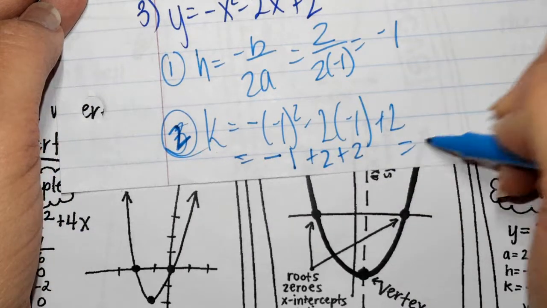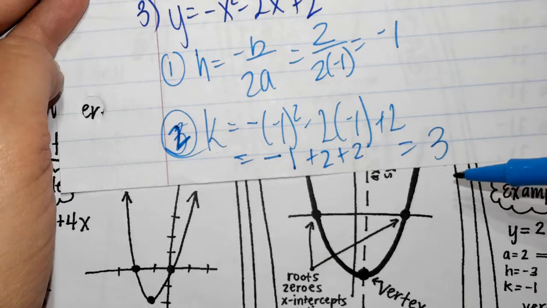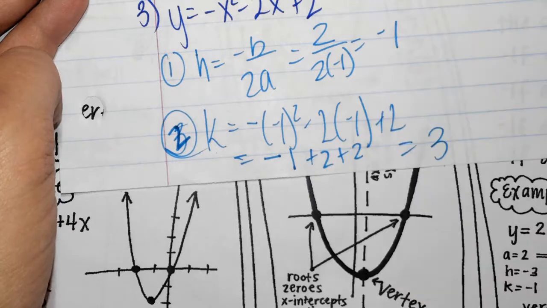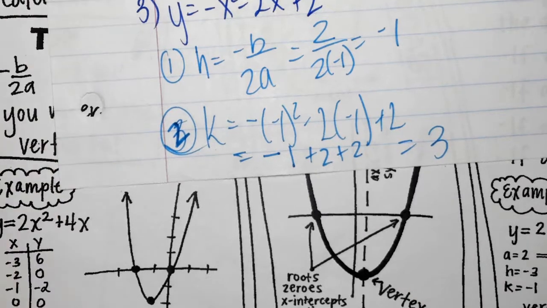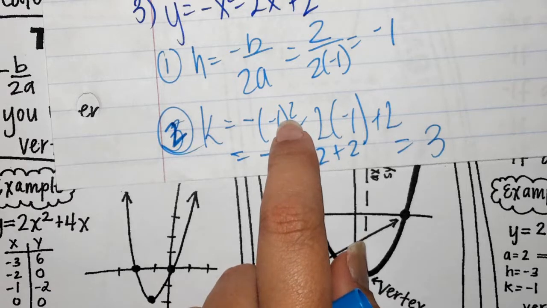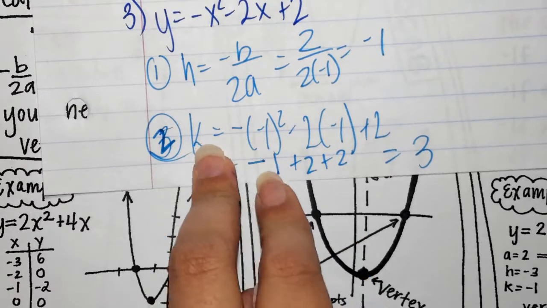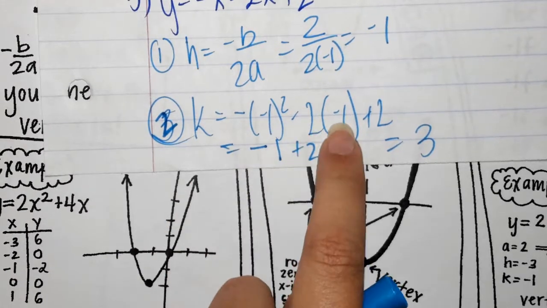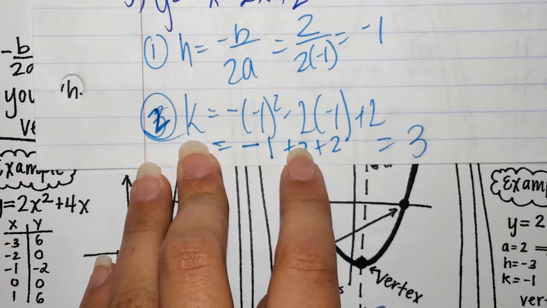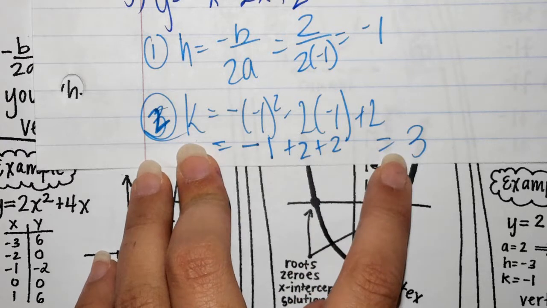I got 3 here. Did you get 3 here? I got 1. You dropped your negative. Well, it's negative 1 squared, which is 1. And then your negative 1 makes it negative 1. Negative 2 times negative 1 makes it positive 2 plus 2. So negative 1 plus 2 gives you 1. 1 plus 2 gives you 3.